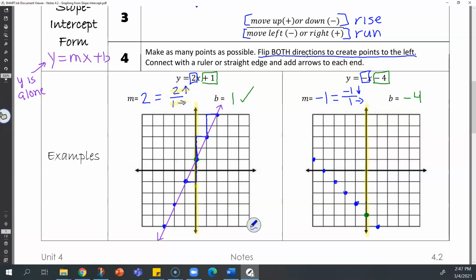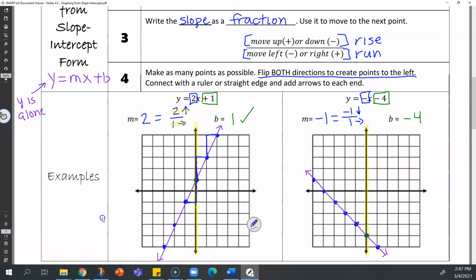And you should see that these begin to form a line. My last step is to connect them with a nice straight line and add my arrows to the end. Okay, it's important to add those arrows because these lines are going to go on forever and ever in both directions. We run out of space on our coordinate plane, but our line continues going forever and ever.